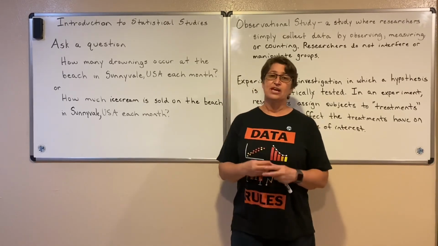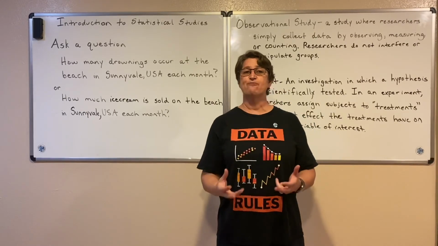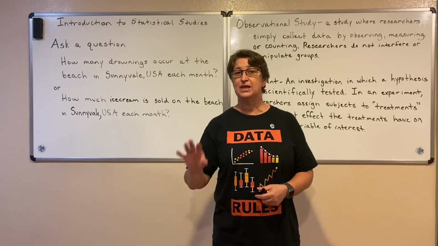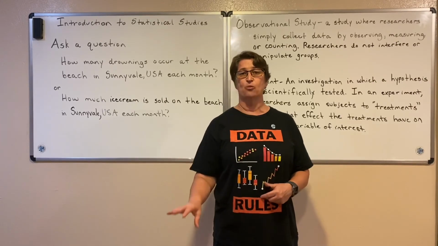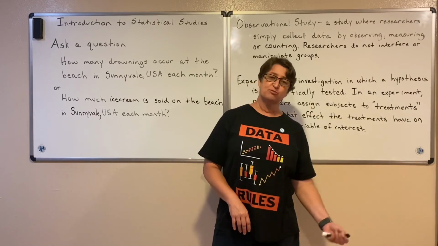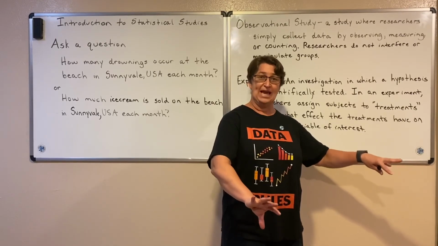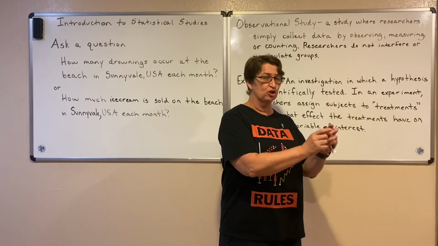So that's kind of the introduction to what the difference is between an observational study, where we simply observe data that already exists, and an experiment where we eliminate all outside variables that we can and then try to look at just one specific variable.